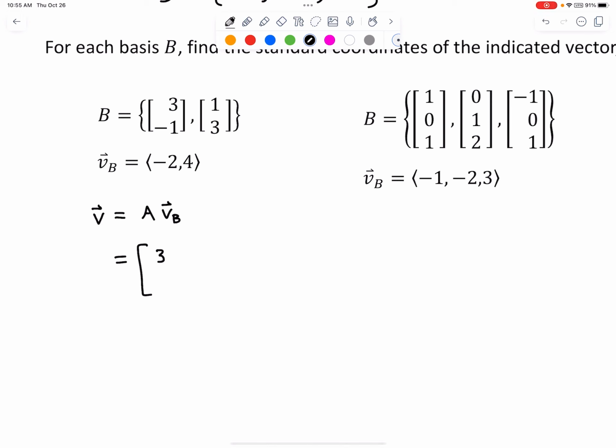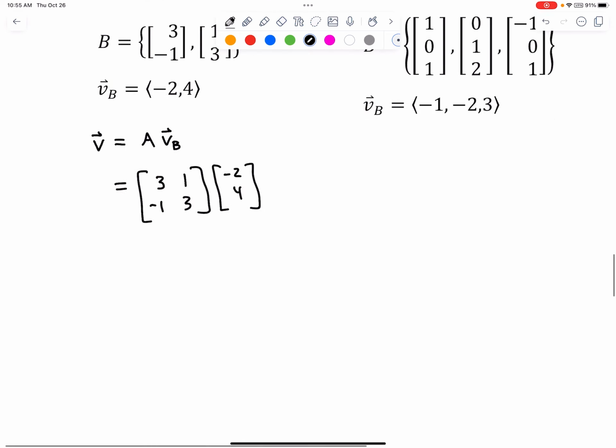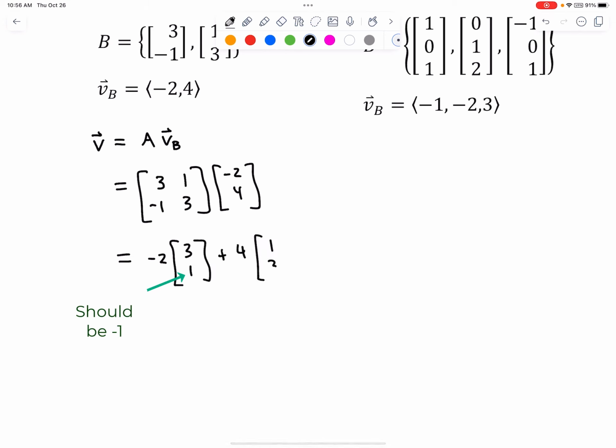So the matrix A, first column will be 3, negative 1, second column will be 1, 3, and multiply that by the vector negative 2, 4, and do this matrix vector multiplication, which can be thought of as doing negative 2 times the first column plus 4 times the second column, and we arrive at the vector negative 2, 14. And these are the standard coordinates. So this vector v would be go left 2 units and then go up 14 units.